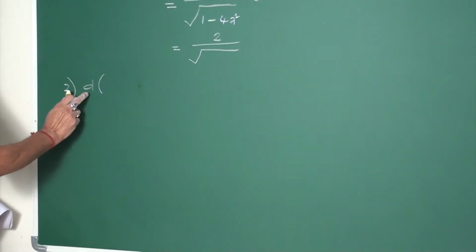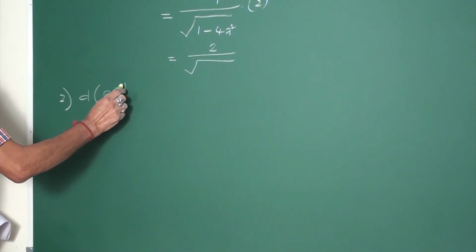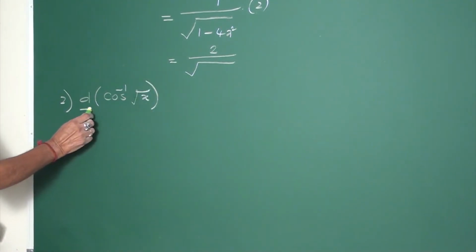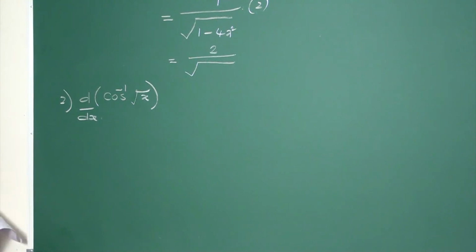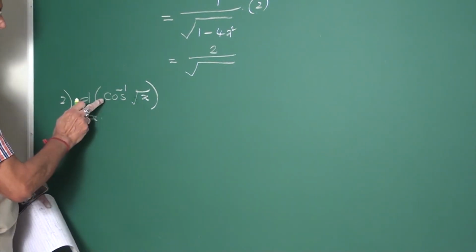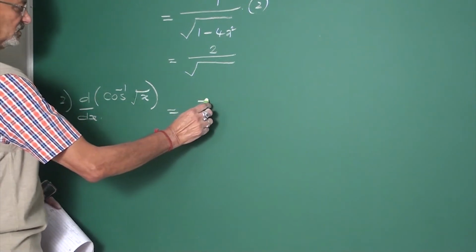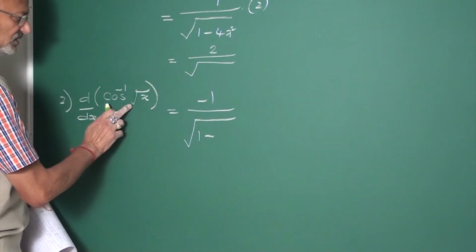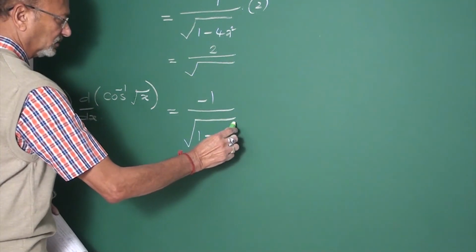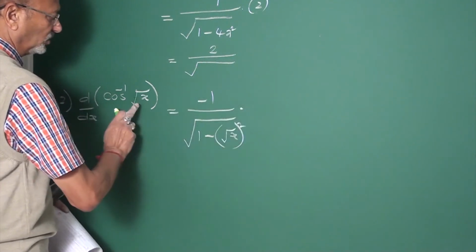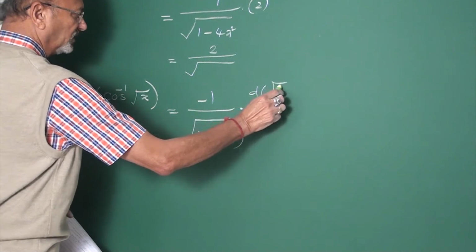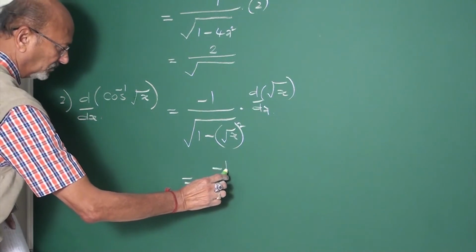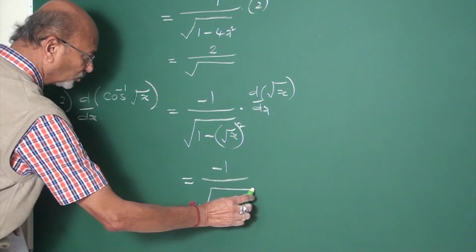Derivative of cos inverse root x with respect to x. See, my friend, first you have to write minus 1 in the numerator, and in the denominator square root of 1 minus f(x) whole square, that is, root x whole square, into the derivative, since it is other than x. Derivative of root x with respect to x.